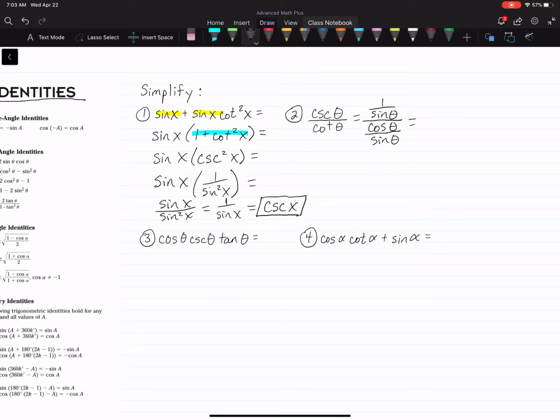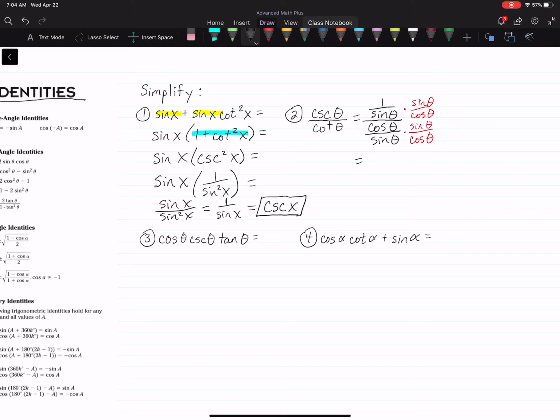We are dividing a fraction by a fraction. So if you have forgotten how to do that, you flip the denominator and multiply. So we're going to multiply by sine theta over cosine theta. And we do that on the top and on the bottom. Okay? That's how you divide two fractions. Like I said, a lot of times you just have to know how to do math.